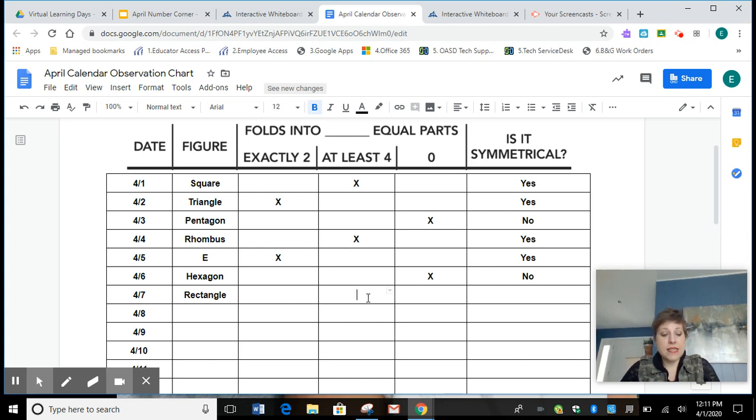Today we saw that rectangle. We could divide it into 4 pieces. And so yes, it does have symmetry. Right now, friends, I want to take a second to pause and I want you to make some observations. Are you noticing any patterns right now?